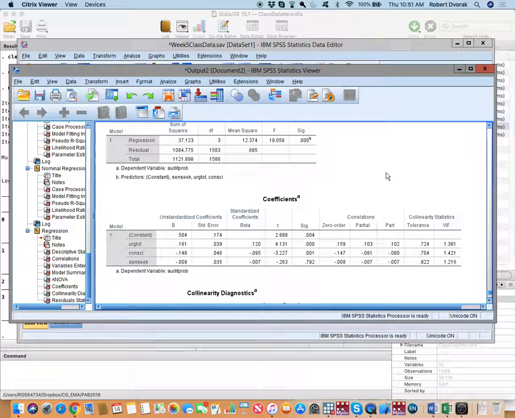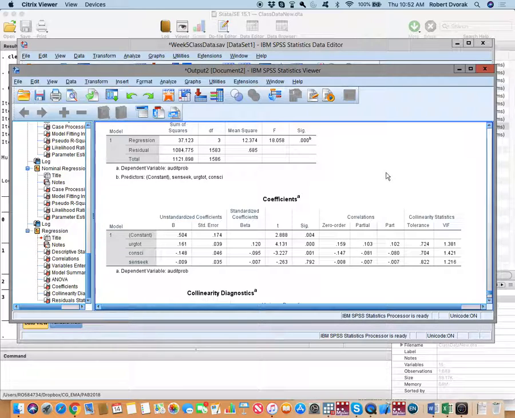Will there ever be a case where the tolerance is okay, but the VIF isn't, and vice versa, and you kind of have to make your own informed decisions? So there will be times when one or the other is borderline, but they're related, right? VIF is just 1 divided by tolerance.